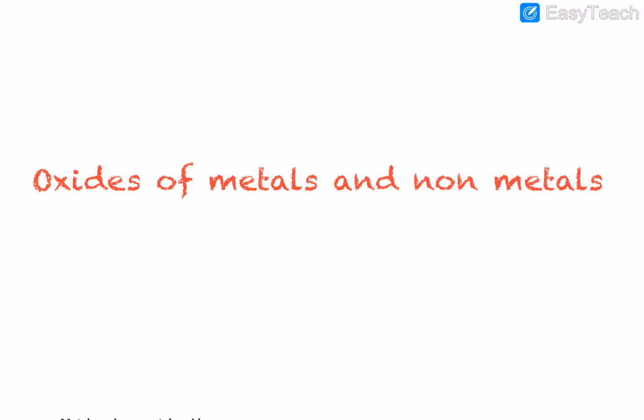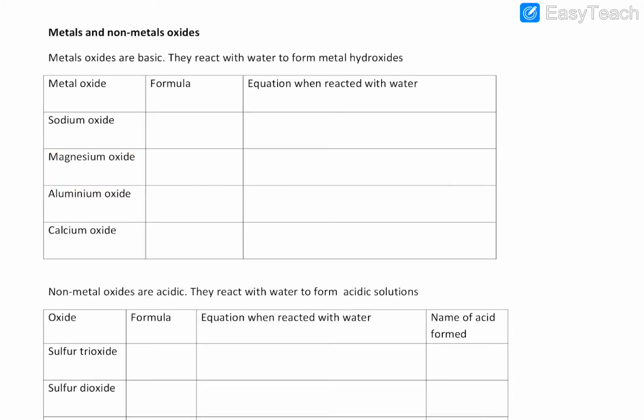Hi guys, so let's look at oxides of metals and non-metals in this video. Metal oxides are basic oxides, which means that when they react with water, they form a solution that has a very high pH, so a pH which is above 7.